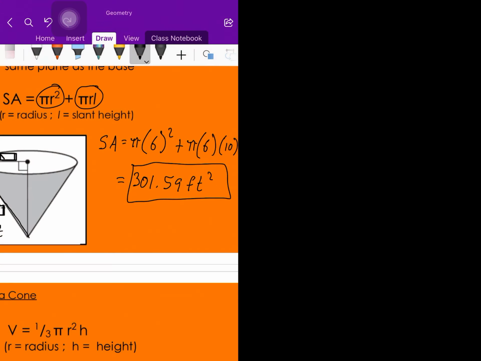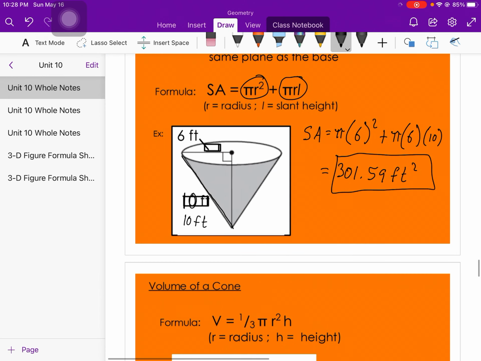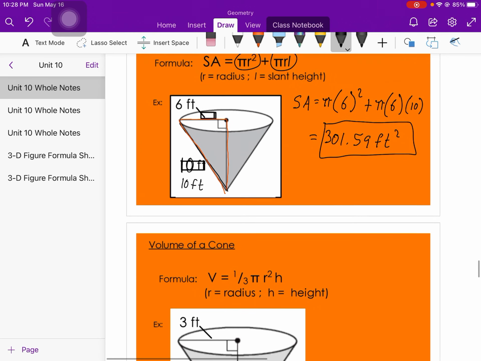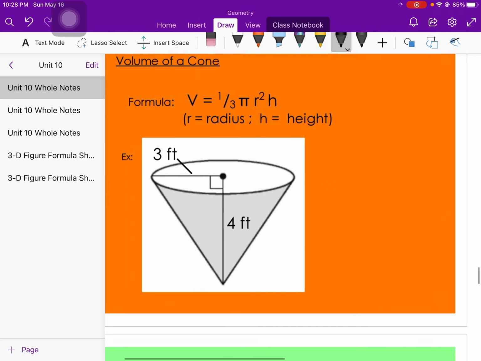So pretty straightforward, as long as you have the slant height, you don't have to solve for it. But as you can probably guess, if you see this outline here, say we're given the height and the radius, and we want to find the slant height, just like with the pyramid, we're going to have to use some Pythagorean theorem to get that to work. So keep that in mind. That Pythagorean theorem is always kind of present with these problems.